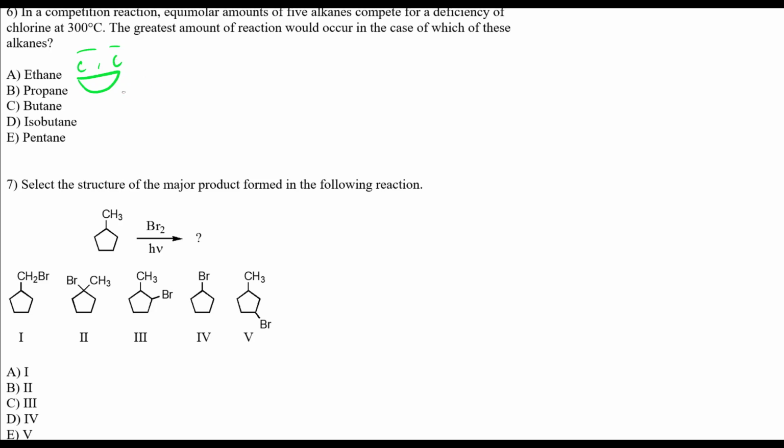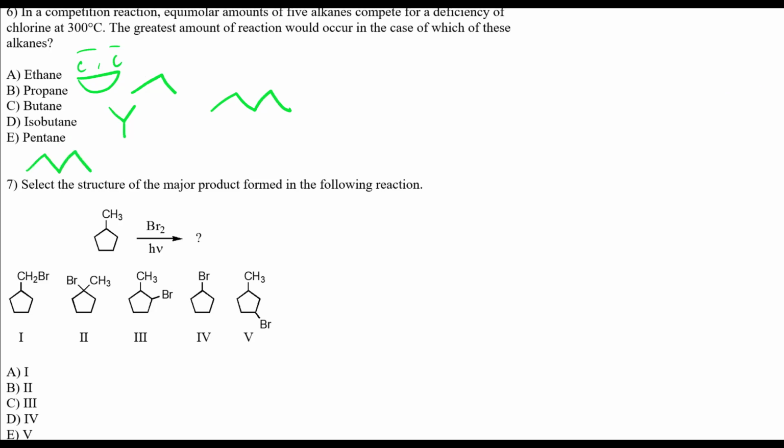Anyways, propane is 1, 2, 3. Butane is 1, 2, 3, 4. Isobutane is a Y shape. Butane is just 4. 1, 2, 3, 4. And pentane is 1, 2, 3, 4, 5.